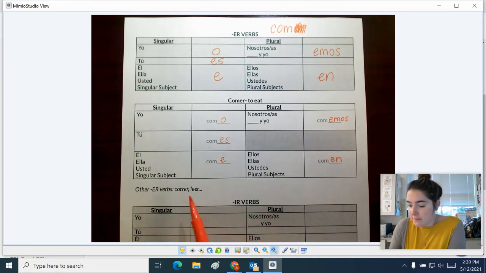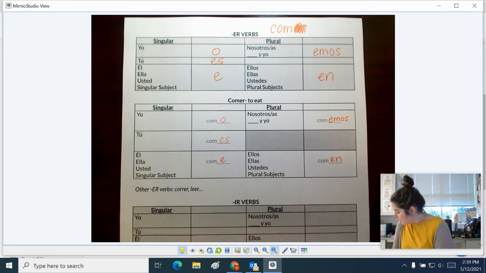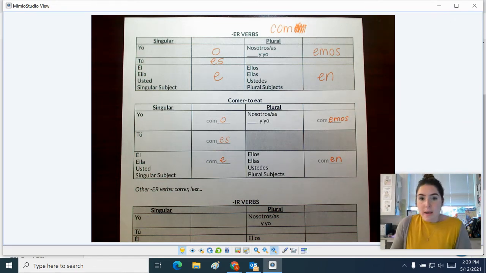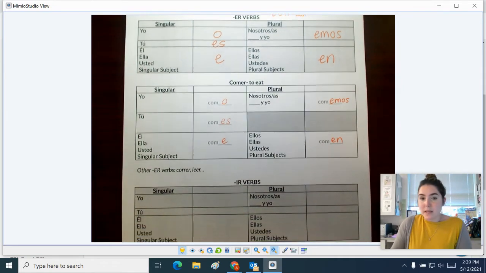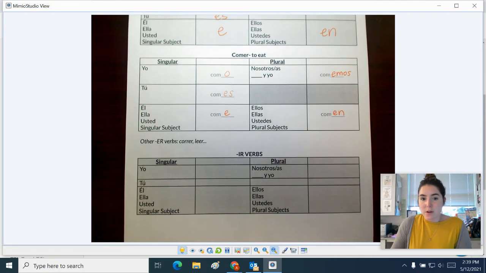Other verbs that we have that are ER verbs are correr, to run, leer, to read. I think that's about it. We have a couple others, but those are the ones that it fits. And then our very last set of types of verbs, AR verbs, ER verbs, our last type are IR verbs.